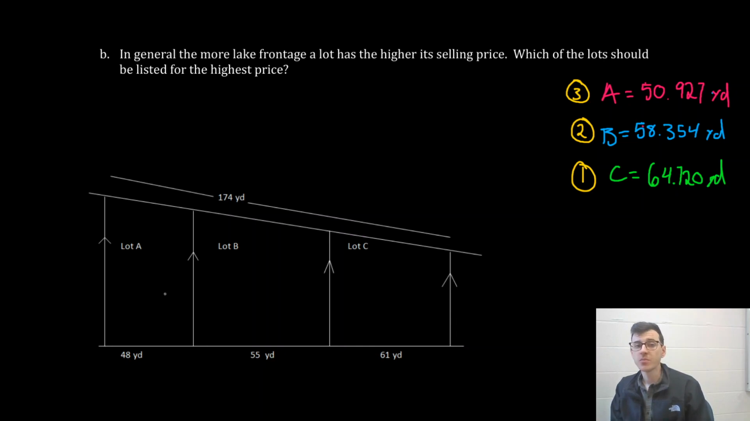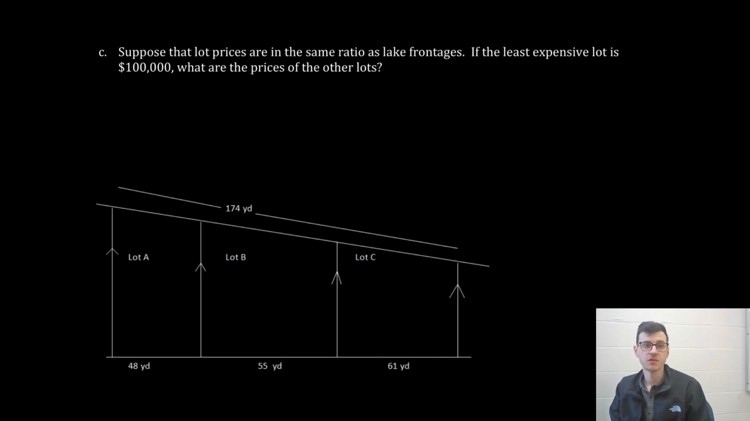Which is not surprising because these are proportional. So if this has the longest frontage, then it's going to sell for the most. If this is the longest, this is going to be the longest too, right? It's what we would expect. Okay, so lot C, we would think would be the highest price.